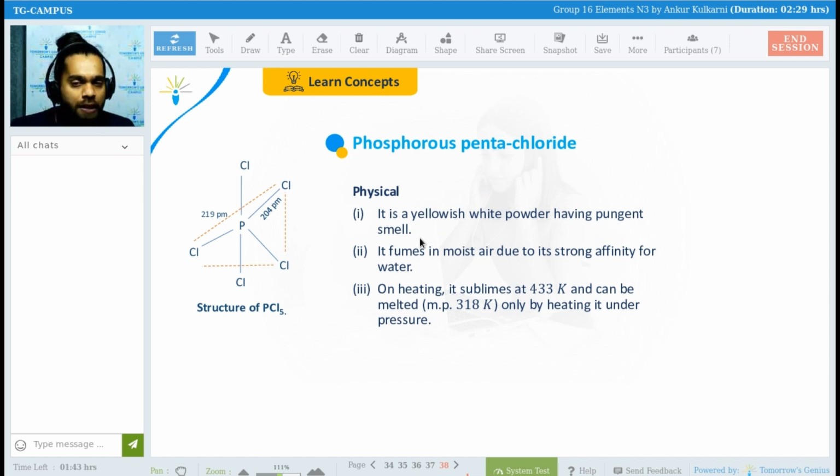Now physical properties. Yes, it is a yellowish white powder. It fumes in moist air. It sublimes. What is sublimation, everyone? What do we mean by sublimation?